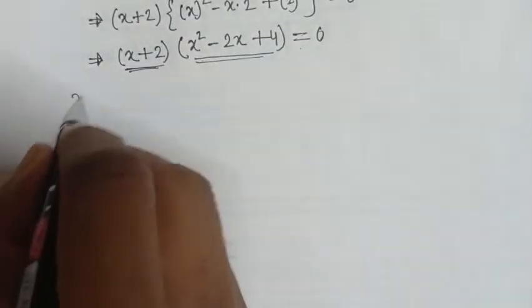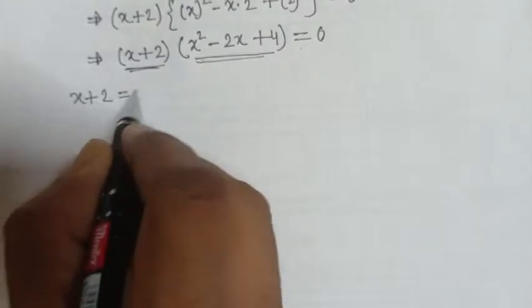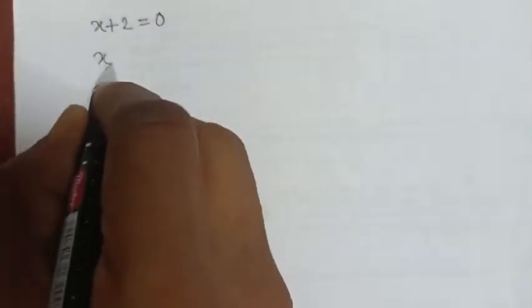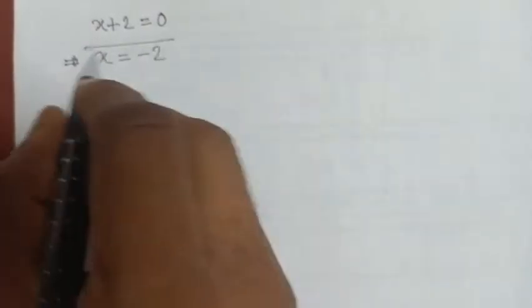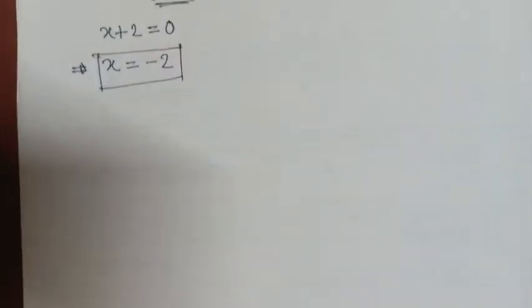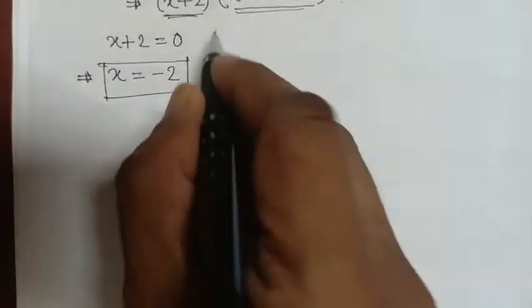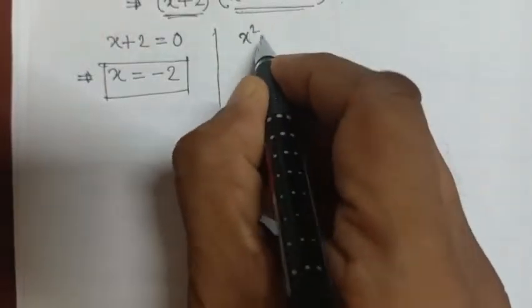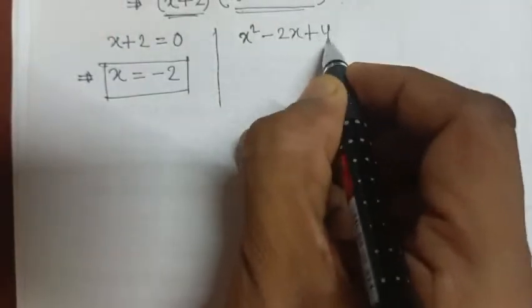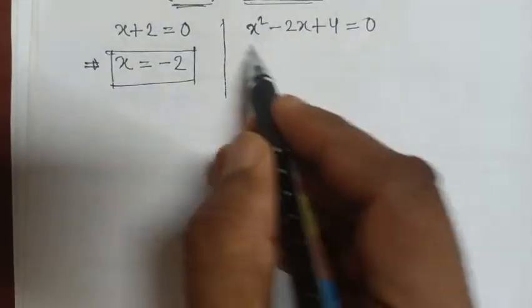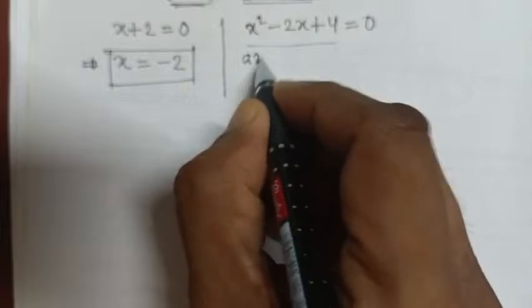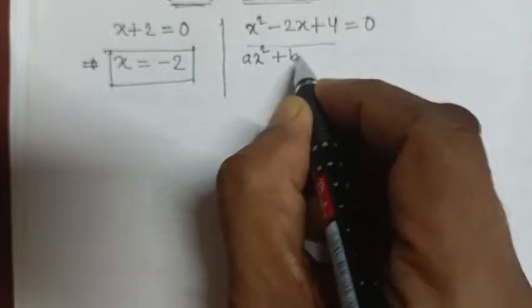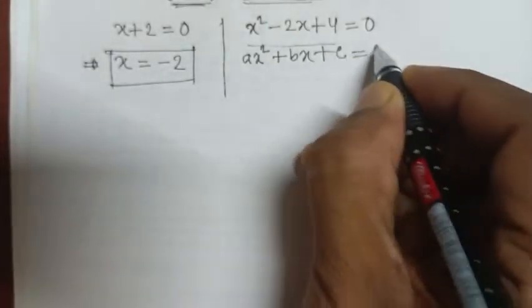So we are taking first that x plus 2 equals to 0. Now we are getting x is equal to minus 2. So we found the first solution of x. Here x is equal to minus 2. Now we are taking x square minus 2x plus 4 equals to 0. So this is a type of quadratic equation. So we can write one quadratic equation, ax square plus bx plus c equals to 0.